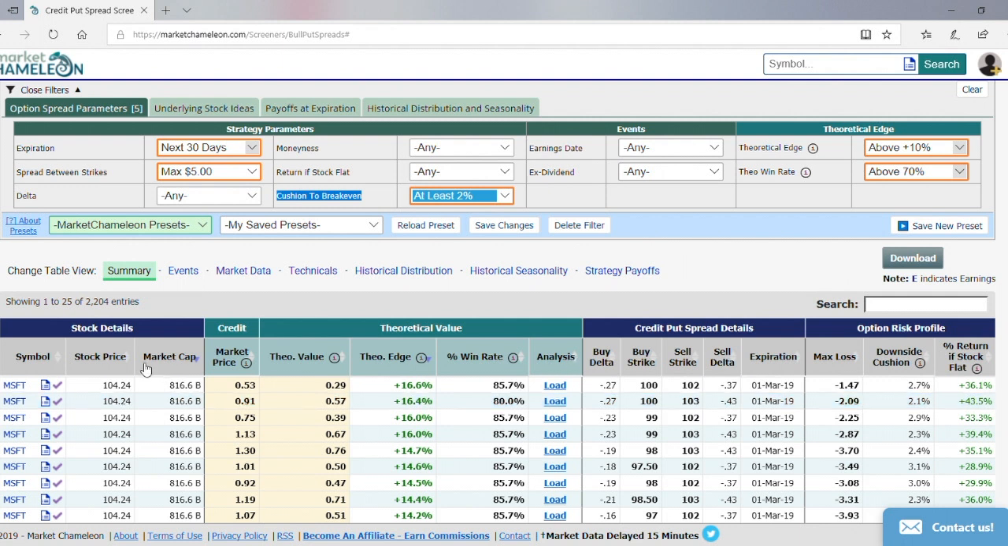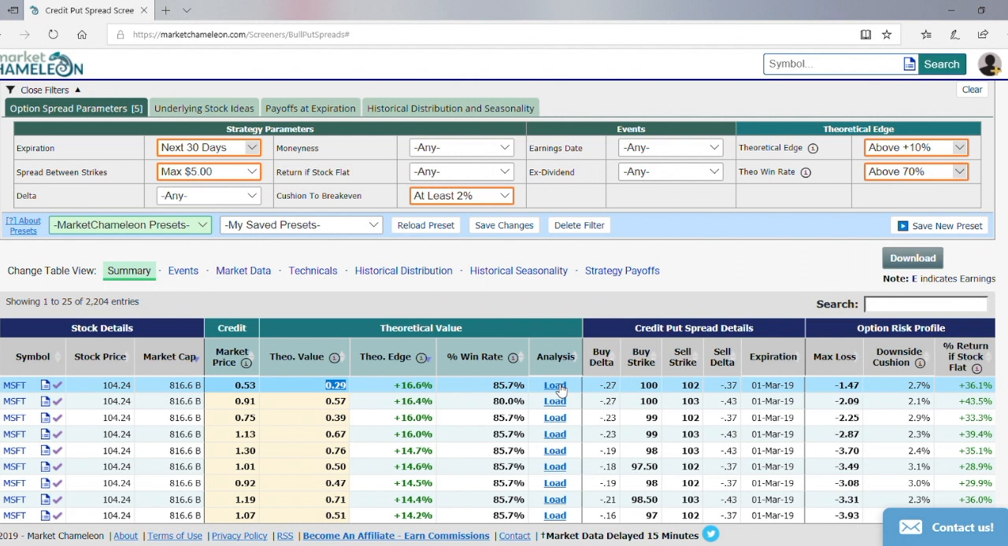Now that we've screened it, let's take a look from left to right at what we have. Here's Microsoft, here's the stock price, market value. The market price is 53 cents for this $2 put spread, 100-102. The theoretical value that we generate is 29 cents with a 16.6% theoretical edge. So let's see how we got to this 29 cents.